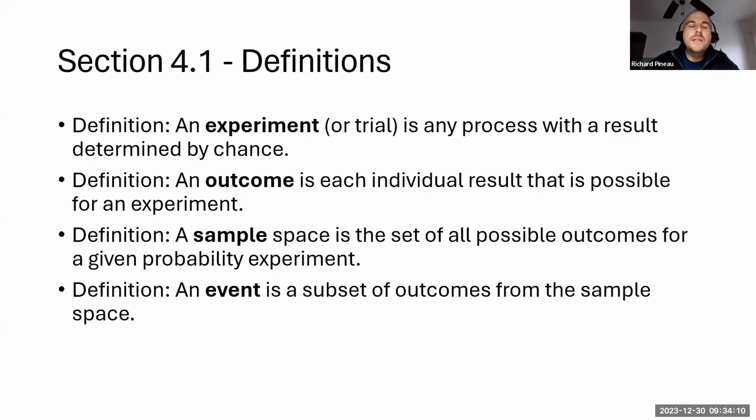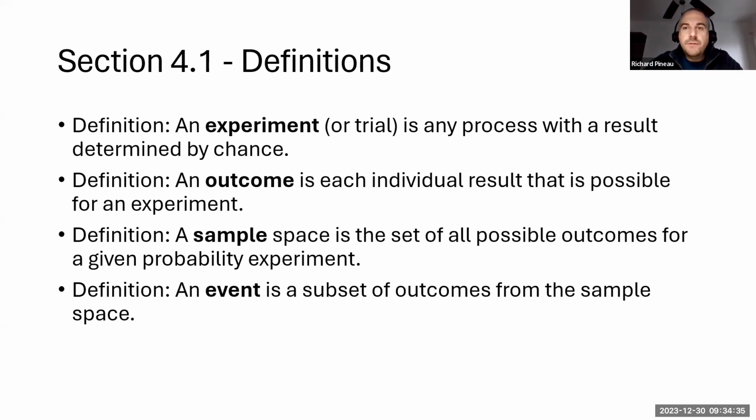You will need to know these definitions because you're going to see the vocabulary come up quite a bit. So we have here an experiment or trial. This is any process with a result determined by chance. So experiments can be things like choosing a random card from a standard deck of cards, flipping a fair coin, rolling a fair 6-sided die, rolling a fair 20-sided die, etc.